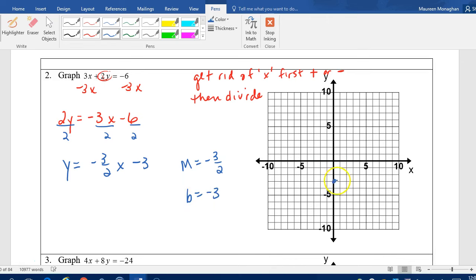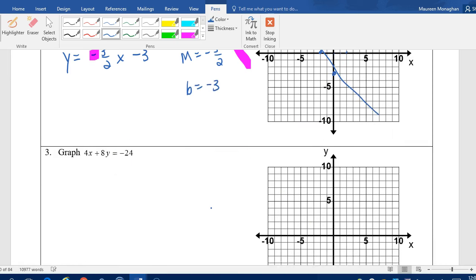Start at negative 3. Rise 1, 2, 3 over 2. Is the alarm going off in your head? It is a negative slope. It should be going downhill. So instead of going to the right 2, I have to go left 2. 1, 2, 3, 1, 2. And then it will be going downhill. Have to pay attention to that.